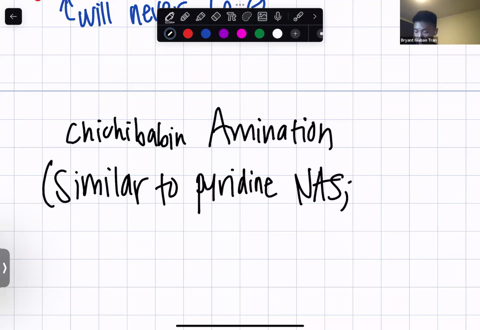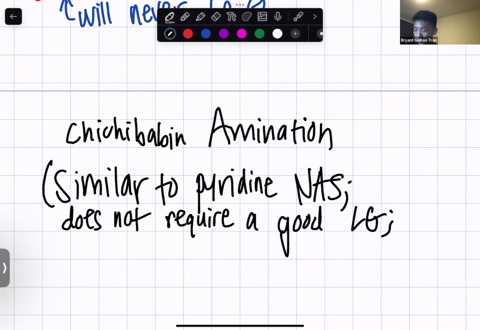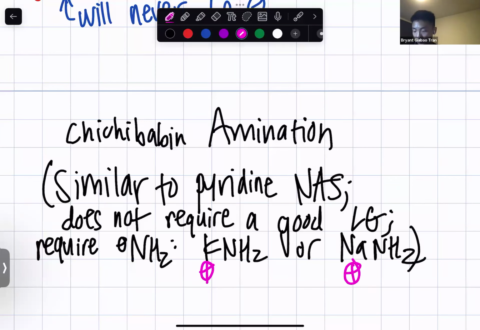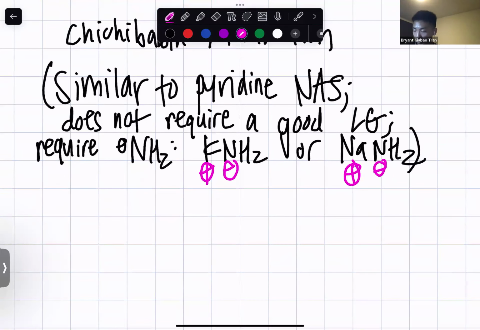The differences are that it does not require a good leaving group, and it requires a very strong nucleophile or base. In this case, you're going to see NH2 minus, in the form of KNH2 or NaNH2. Whenever you see K or Na, that's always a positive charge, making whatever is attached to it, in this case the NH2, the negative charge. The NH2 is a very, very strong base and nucleophile.